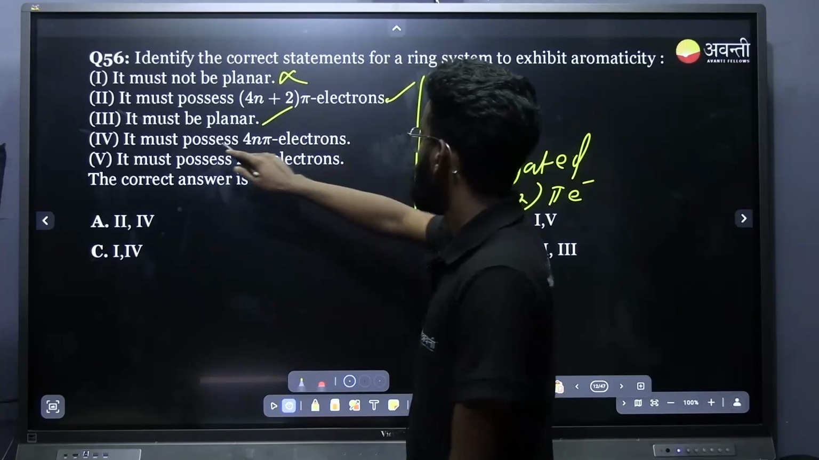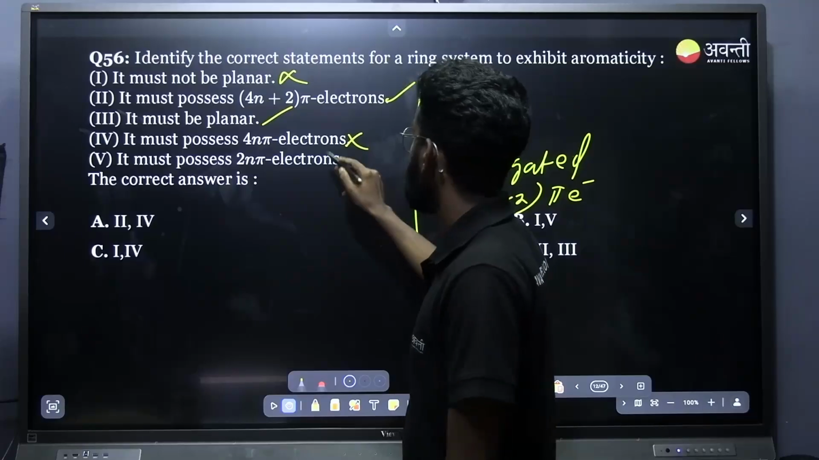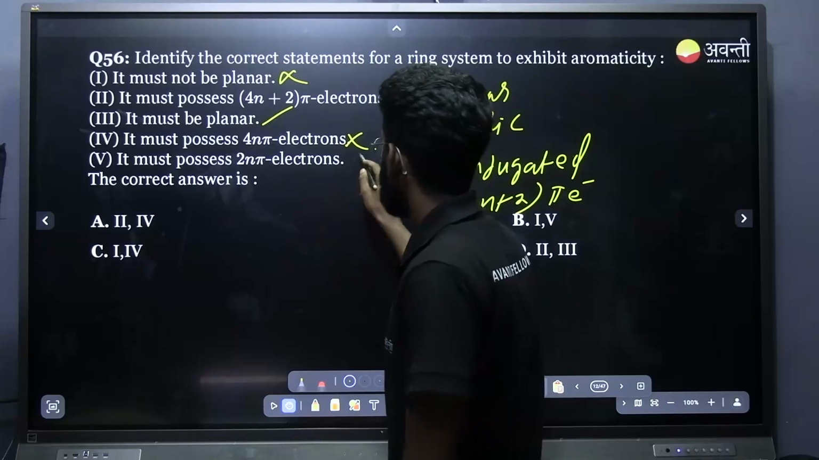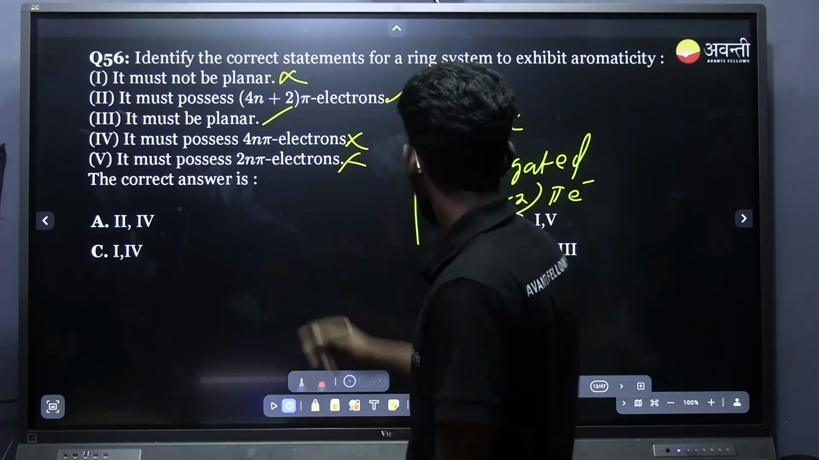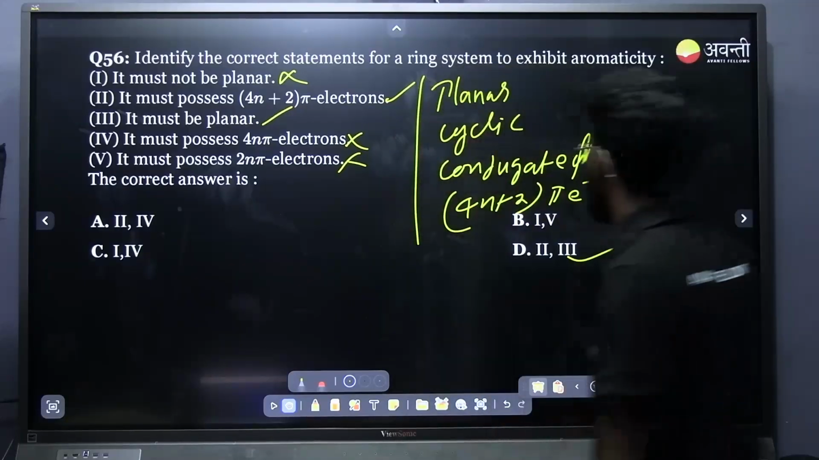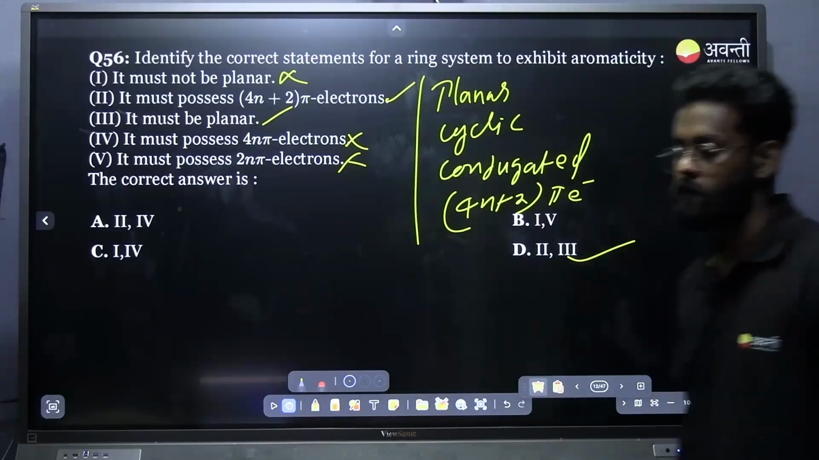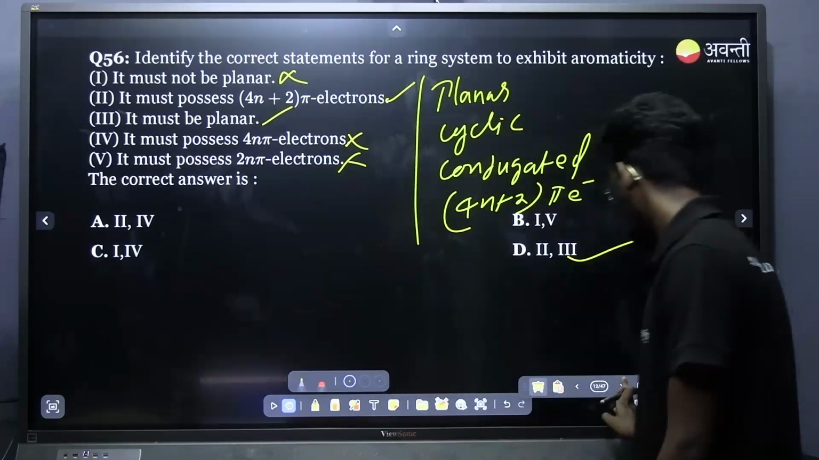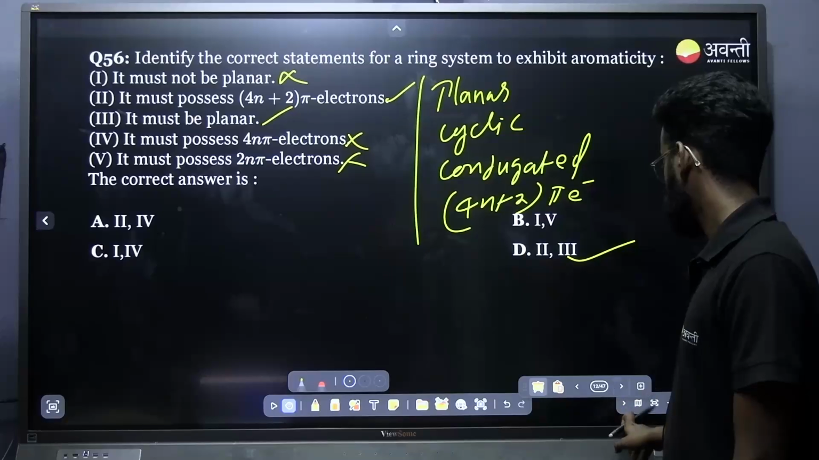It must be planar and possess 4n pi electrons. No, 4n pi electrons is for an anti-aromatic compound. So the correct answer is, where are the options? Option 2 and 3. Yes, option D is the correct one. Shall I move to the next question?